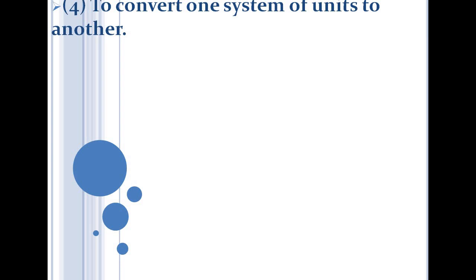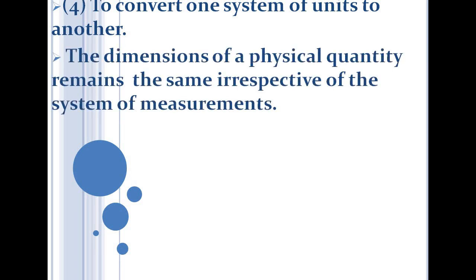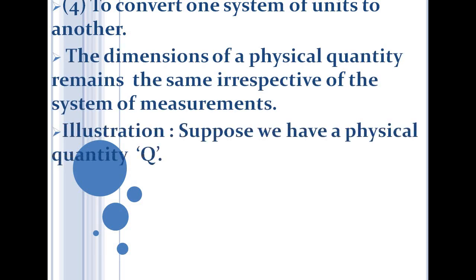Now let's go for the fourth application of dimensional analysis. We can convert one system of units to another system of units using dimensional analysis. The dimension of a physical quantity remains the same irrespective of the system of measurement. That means whether we choose the CGS system, SI system, or FPS system, it doesn't matter. The dimension for a particular physical quantity must be the same.